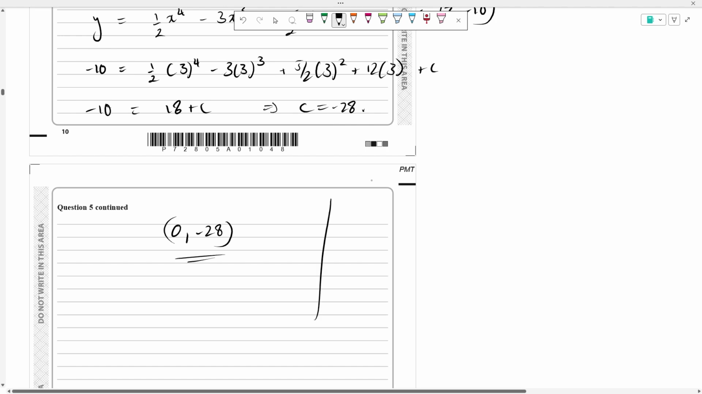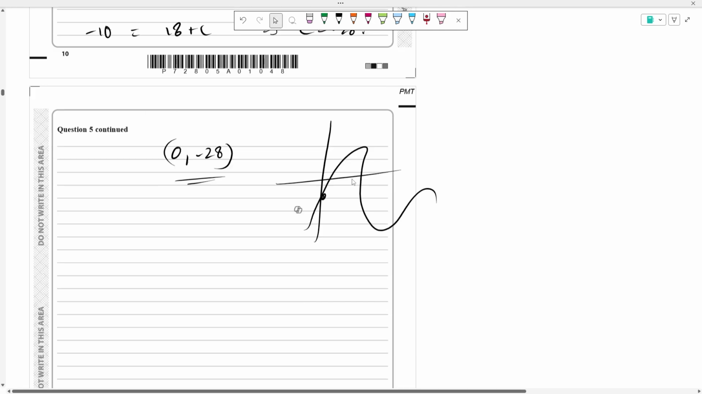Okay, since it's the y-intercept, whatever it looks like. That's definitely off the point. There we go. Cool, very nice.